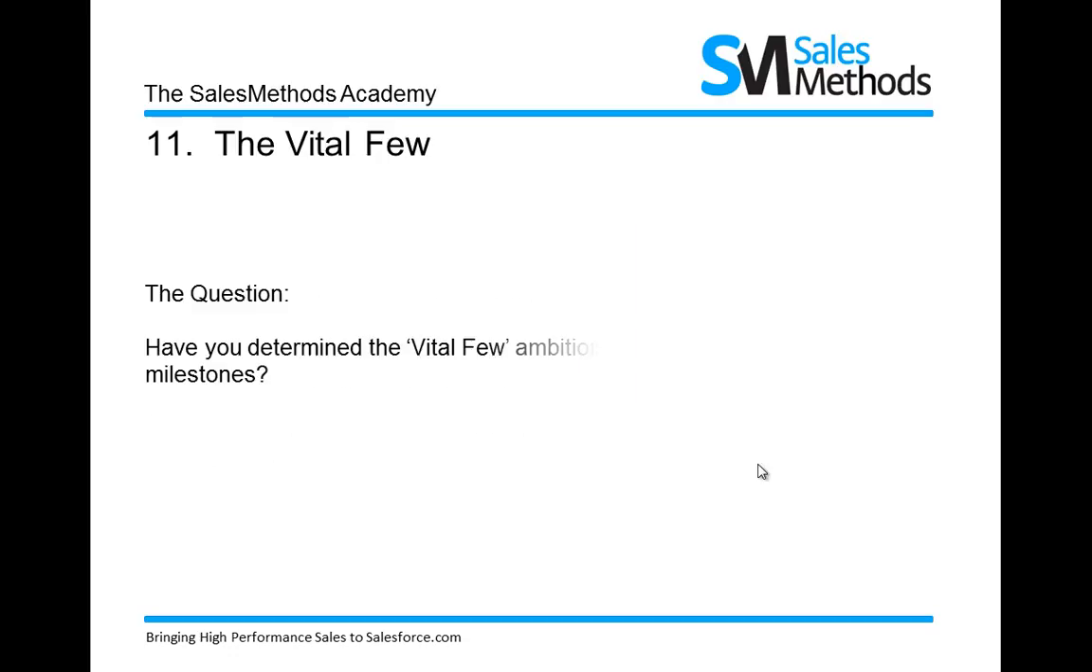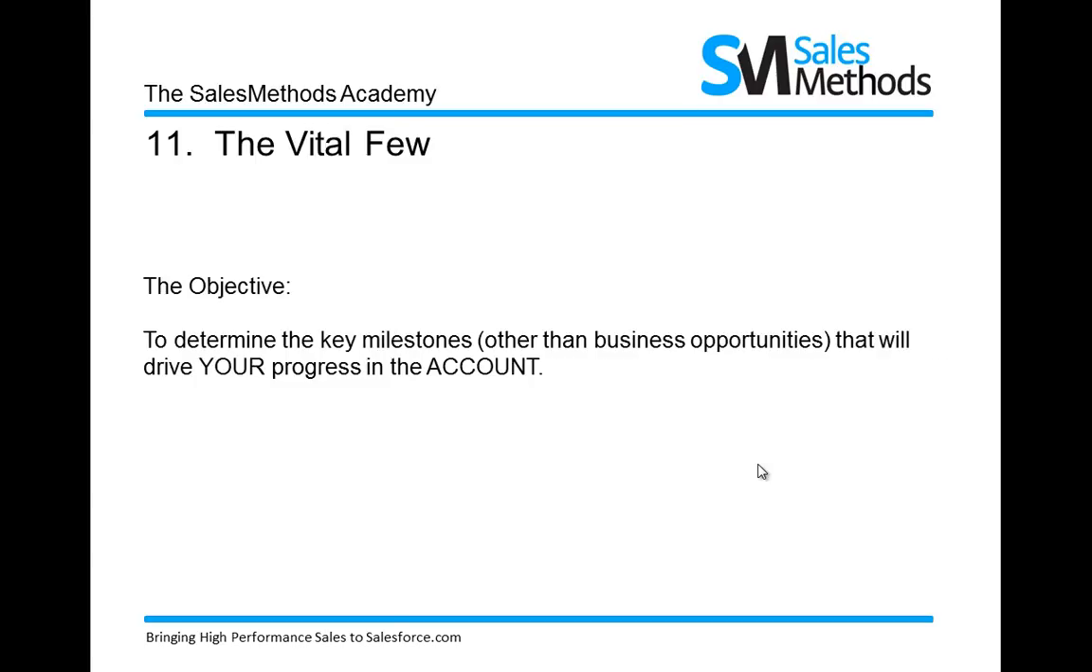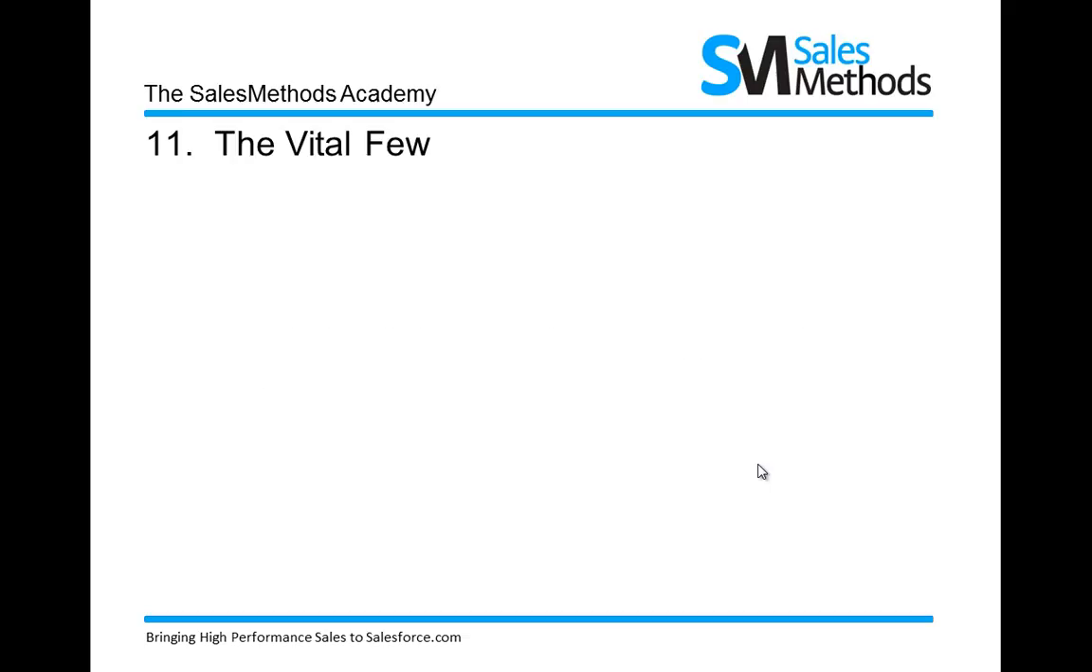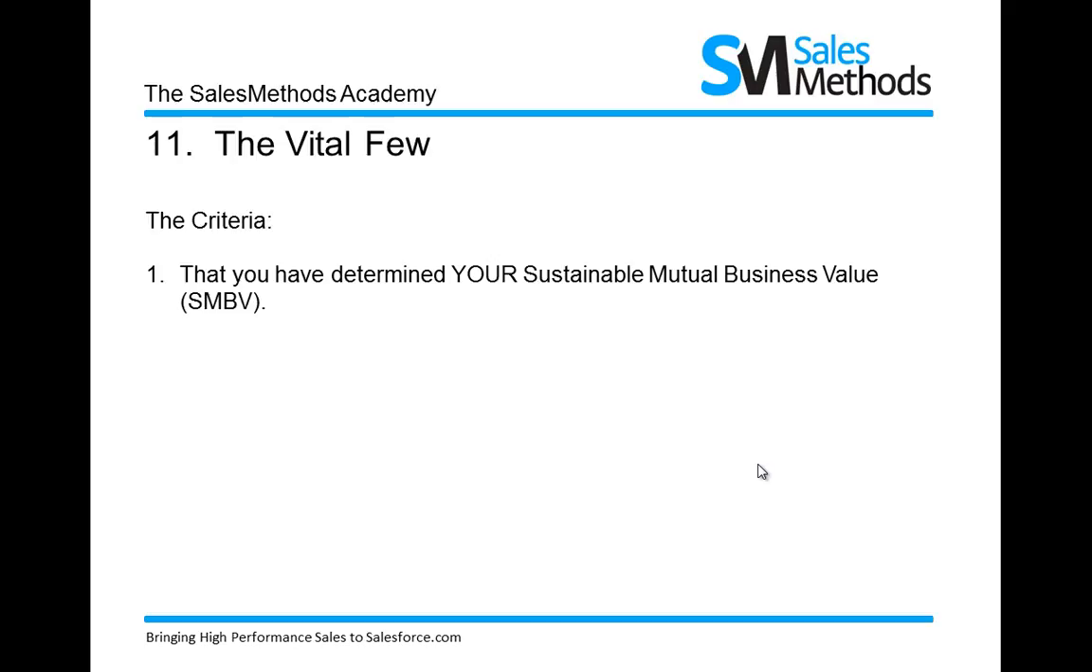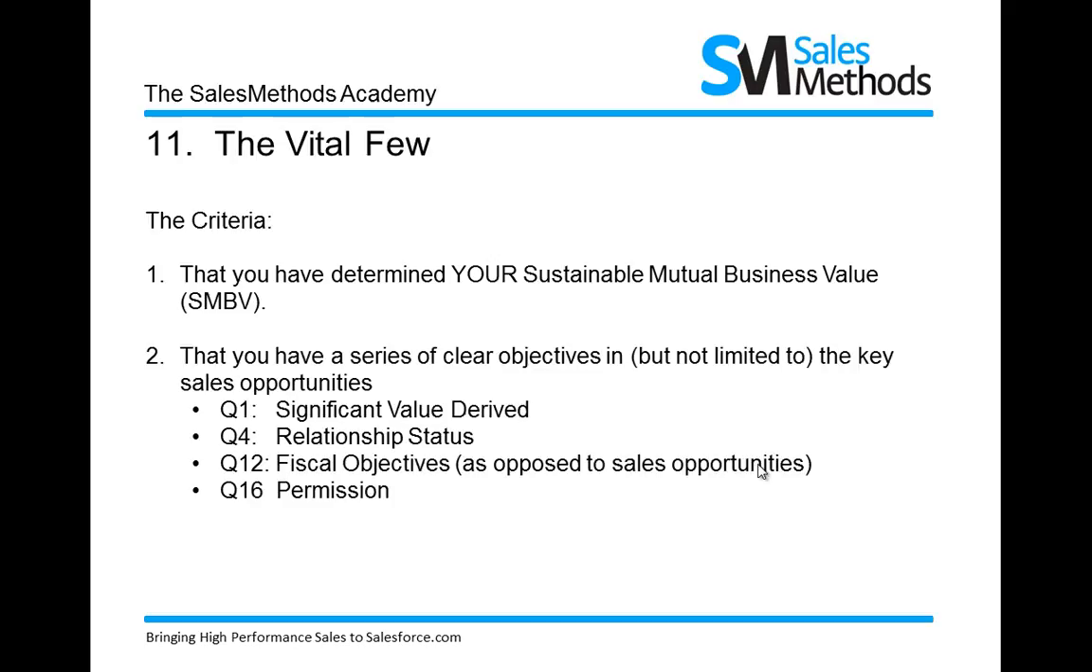The question: have you determined the vital few ambition goals? What are their timeline and milestones? The objective: to determine the key milestones, other than business opportunities, that will drive your progress in the account. The criteria: that you have determined your sustainable mutual business value, that you have a series of clear objectives in, but not limited to, the key sales opportunities. Question 1, significant value derived. Question 4, relationship status. Question 12, fiscal objectives as opposed to sales opportunities. Question 16, permission. And that you have a plan of action to achieve the milestone objectives.